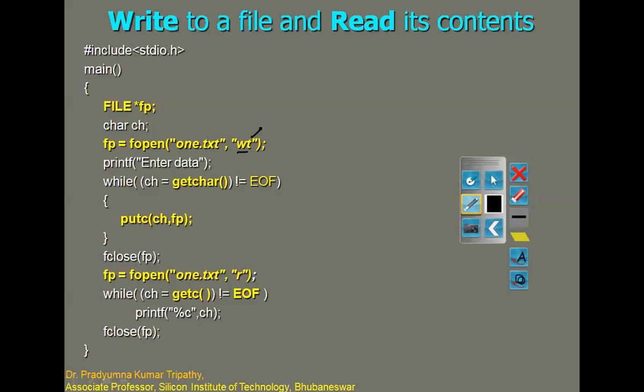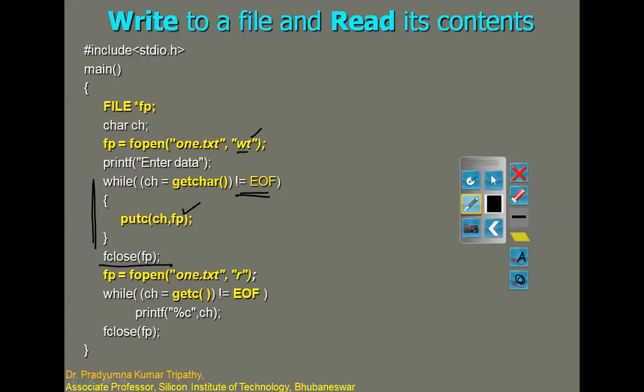The file is open in write mode. What do I do? I input a character and I want to write it into this file, fp. So I want to write the character into the file. This will continue as long as the end of file character is not entered. As long as the end of file character is not entered, the character should be inputted to the file. And once it is over, I want to read from the file.